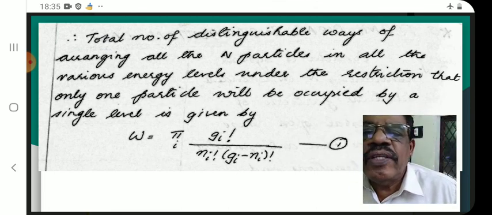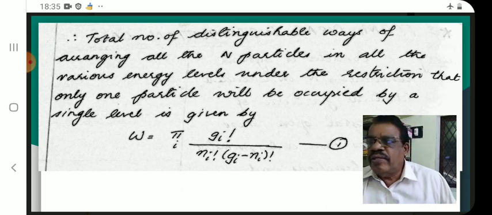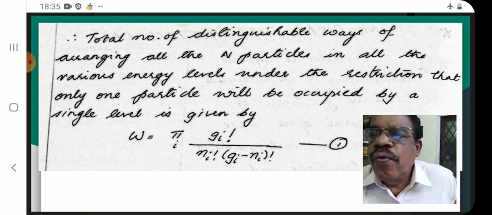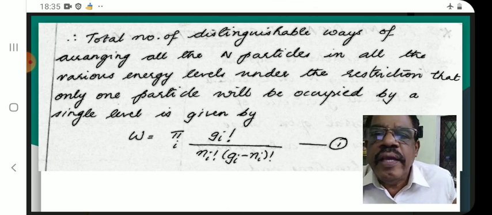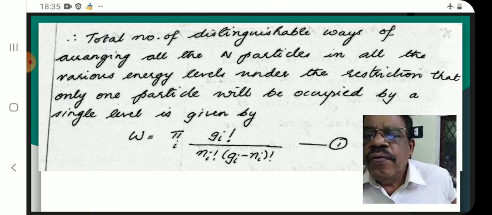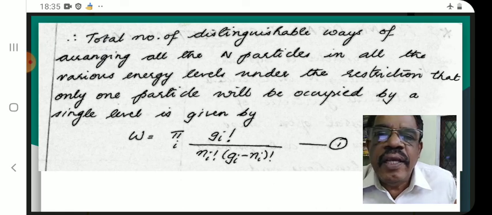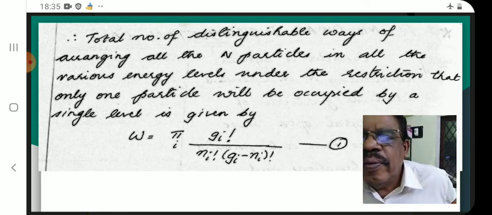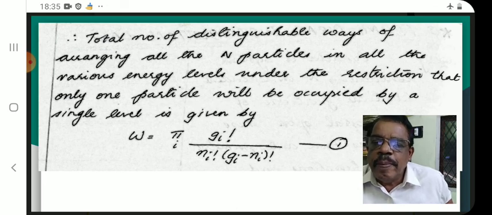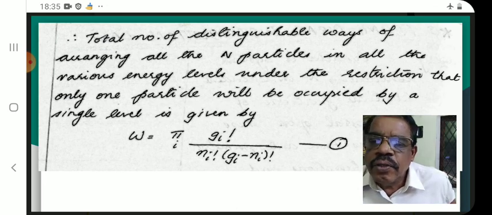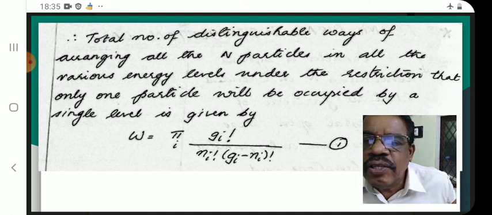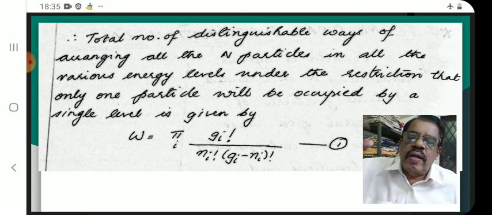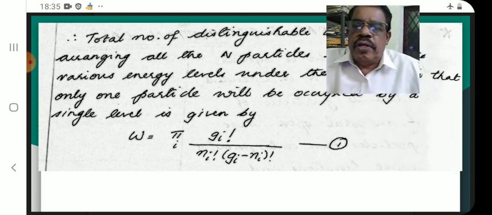Therefore, the total number of distinguishable ways of arranging all the n particles in all the various energy levels, under the restriction that only one particle will be occupied by a single level, is given by W. Probability W is the product over i of Gi factorial divided by Ni factorial into (Gi minus Ni) factorial. Equation number 1. This is an important equation.